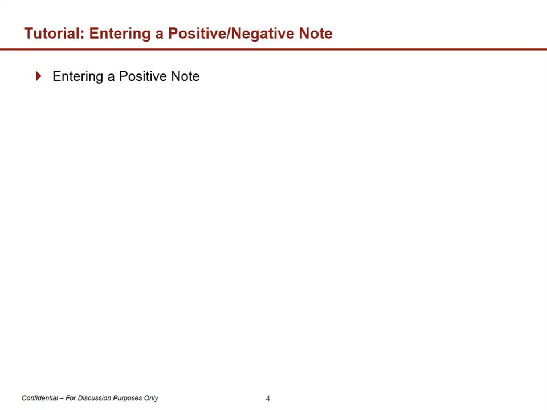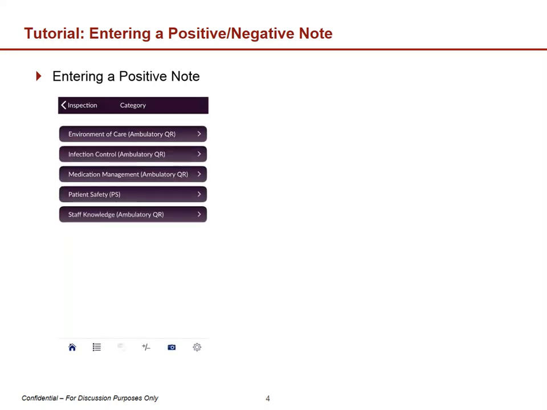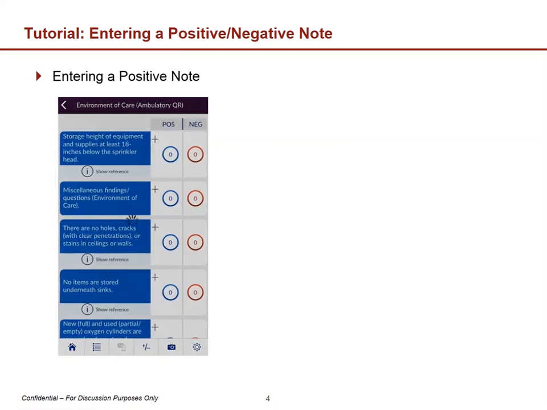Entering a positive note. Enter a positive note when you witness anything extraordinary. Acknowledge the presence of something spectacular. To add a positive note, you can click the plus icon or the number in blue under the positive column.